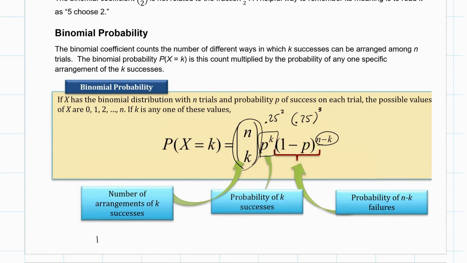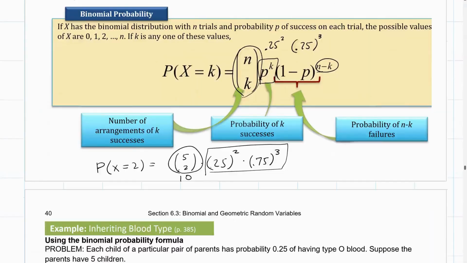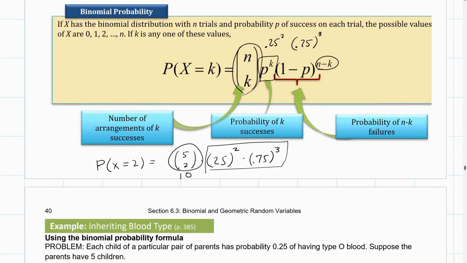So this probability that we just did, this probability of two successes in that earlier situation, would have been thought of as 5 choose 2 times 0.25 squared times 0.75 cubed. And you recognize this as those individual numbers and this as the binomial coefficient, that 10 multiplier. All right.